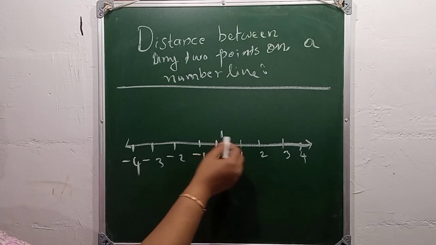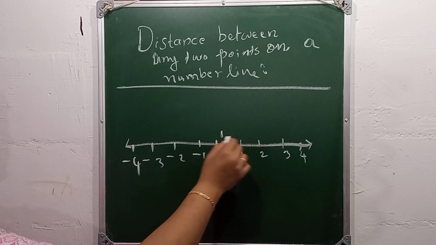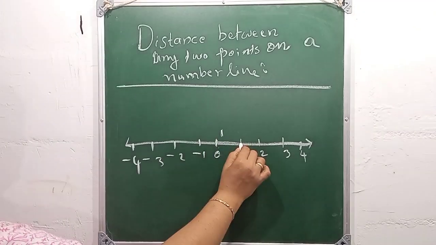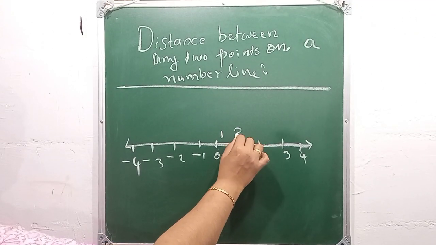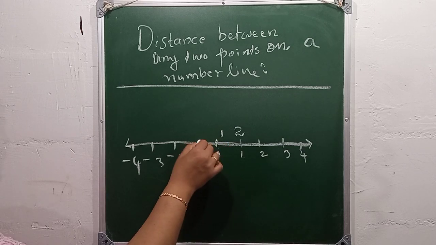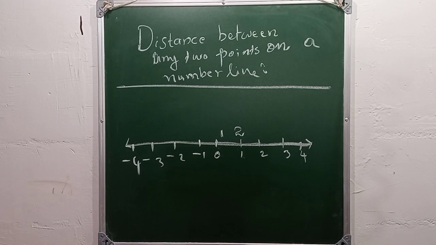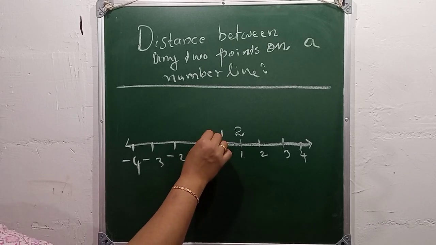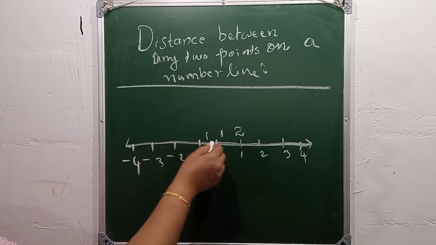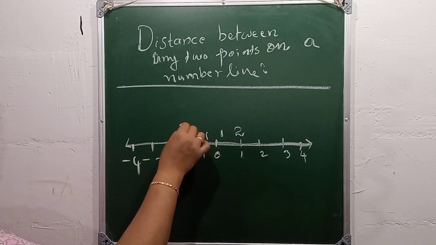What about the distance between the points 0 and 2? The distance between the points 0 and 2 is, yes, this distance 1 and this one is also 1, so 2 units, right? Then what about the distance between 0 and negative 1? Yes, the distance between 0 and negative 1 is 1, right? And what about the distance between 0 and negative 2? That is 2.